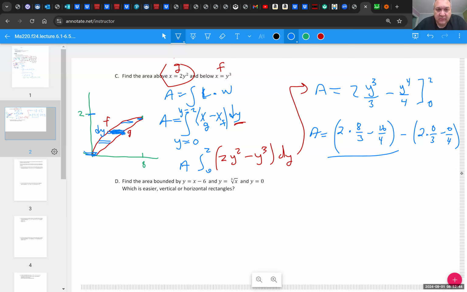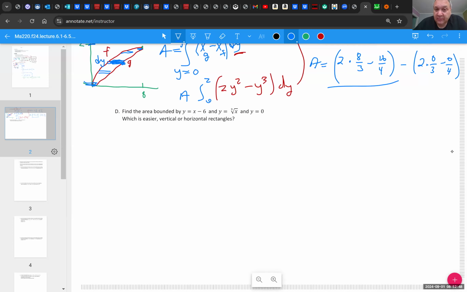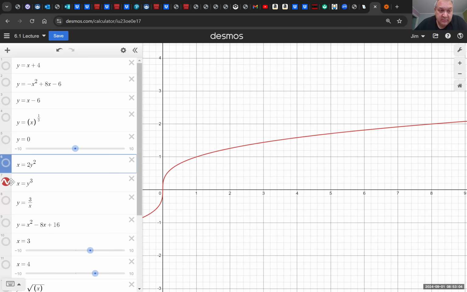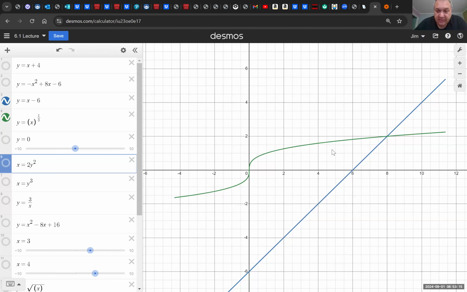All right, so I'm going to do one last problem for you in section 6.1, and then we'll be done with this video. So example D, I tried to make a little trickier. The functions are y equals x minus 6 and y equals cube root of x. I'm going to put those into a calculator. So here's y equals x minus 6. Remember, cube roots are the third exponent, so I use the third exponent here. And that's the thing right here. So what region are we talking about here?